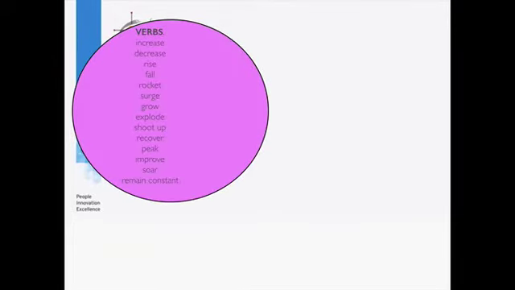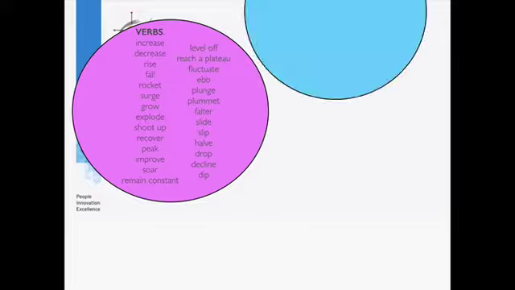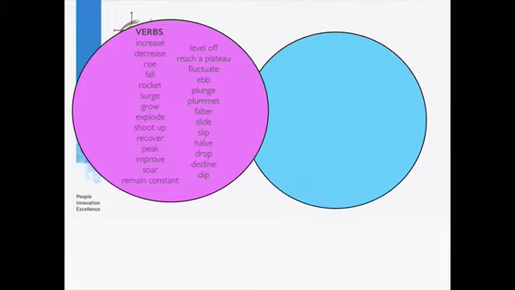So if I look at the next slide, what I've done is I've just divided some examples. These are the verbs that you can use. So we've got increase, decrease, rise, fall, rocket, surge, grow, explode, shoot up, recover, peak, improve, soar, remain constant, level off, reach a plateau, fluctuate, ebb, plunge, plummet, falter, slide, slip, halve, drop, decline. They are all verbs. And then we have the noun forms here.